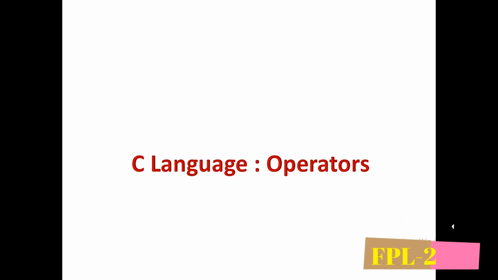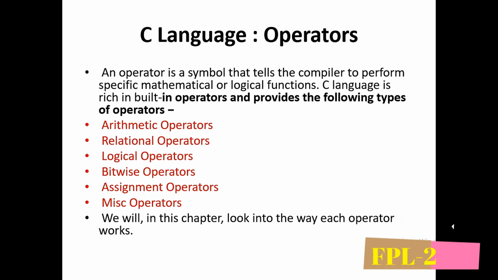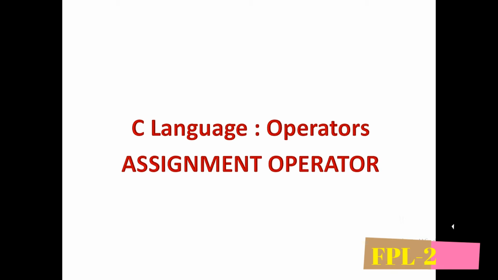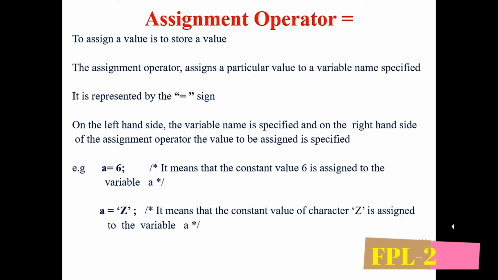Now we will look at the different operators you have in the C programming language. An operator is a symbol that tells the compiler to perform specific mathematical or logical functions. C language is rich in built-in operators and provides the following types of operators: arithmetic, relational, logical, bitwise, assignment, miscellaneous, and so many more. In this chapter we will look into the way each operator works. Now we'll start with the first, very basic operator, that is the assignment operator.